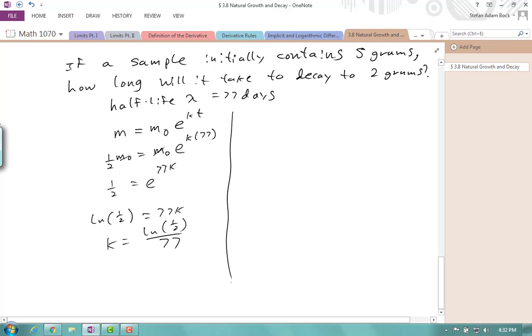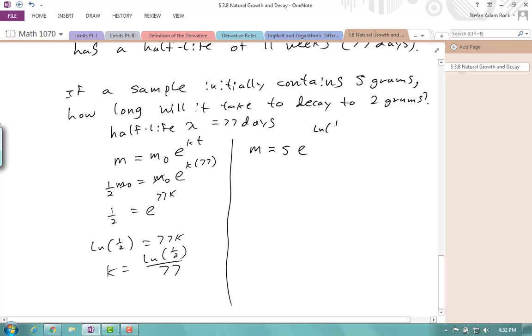Now that I have my k value, I can rewrite my function, so I'll have m equals, my initial value is 5 grams, e to the natural log of 1/2 over 77 times t. Now you notice the first time I didn't actually use the number 5 for my m sub 0, and that's because often for these growth and decay problems, the initial value doesn't matter quite so much as the ratio by which it has grown or decayed. Now to address my question, I want to find out how long it takes to decay to 2 grams. So I'll set my value here equal to 2. I want 2 grams. I want to solve for the t.